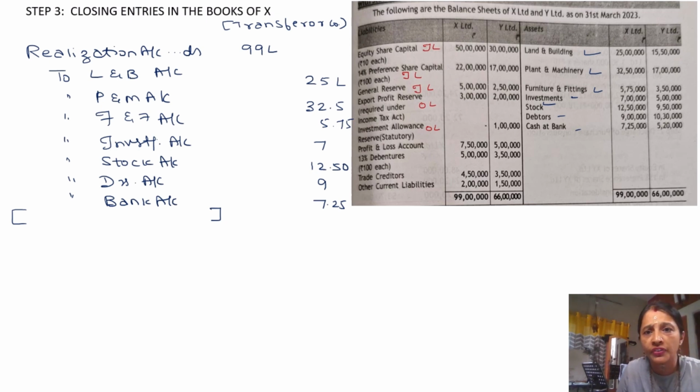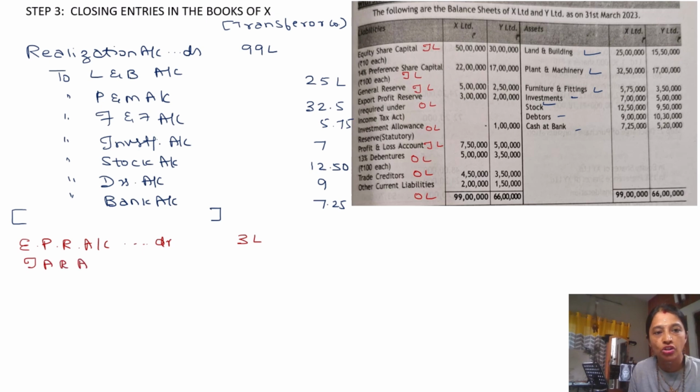Now, profit and loss account is a surplus. It is an insider's liability. Then 13% debentures, outside liability. Trade creditors, outside liability. Other current liabilities, outside liability. So which I have written outside liability, we will transfer to realization account. Starting with export profit reserve account, debit, amount is 3 lakhs. Then investment allowance reserve, it is not there, but I will write dash.